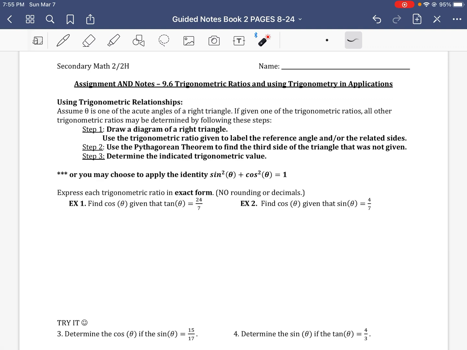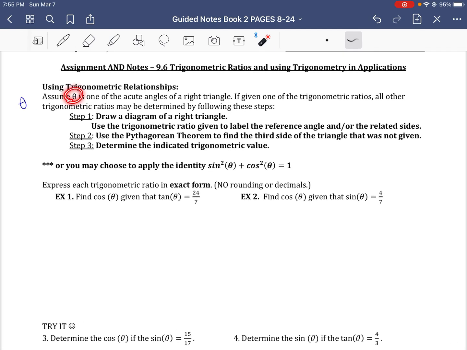So first of all, using trigonometric relationships right here. Assume theta. This right here is the Greek letter theta. I don't know how many of you are familiar with this Greek letter, but again, it just represents a variable, like we use x a lot for solving equations. Theta is just as common in geometry. It's the most commonly used variable for angle measures, at least the most common one that I've seen and used. So we just let theta equal one of the angles when we're labeling a triangle so that we know which one we're talking about.